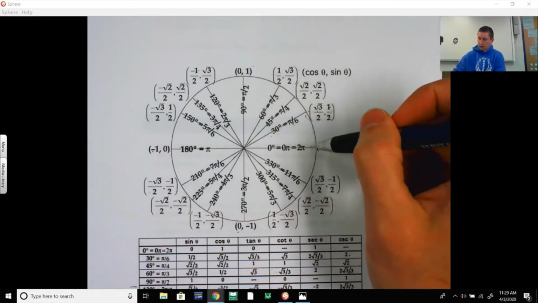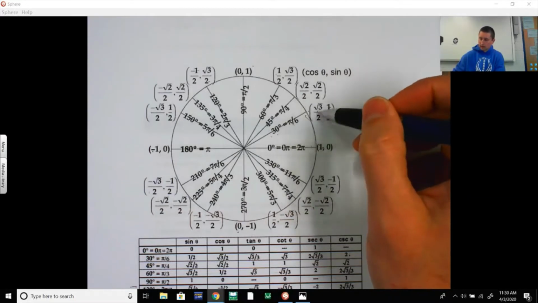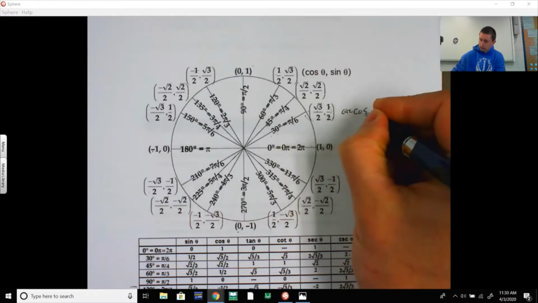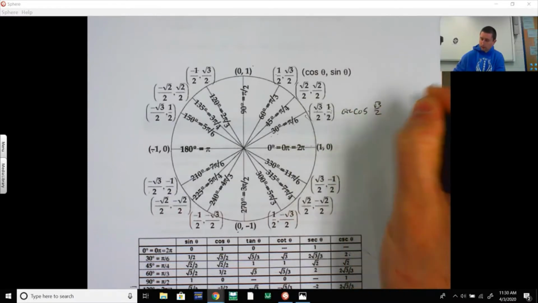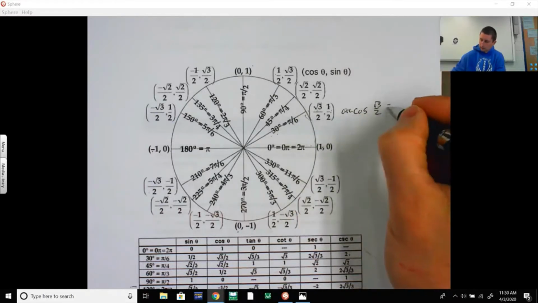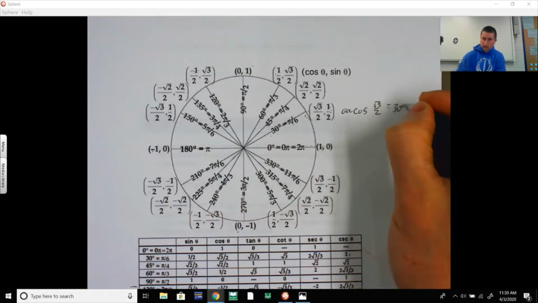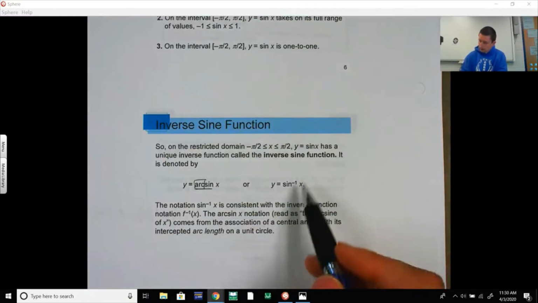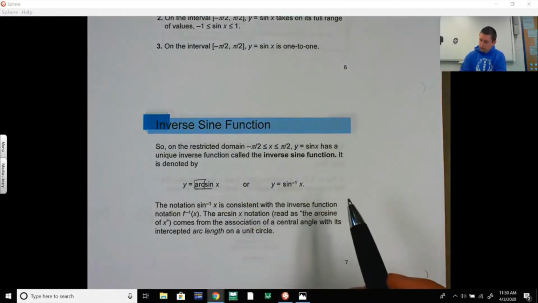If they want the arc cosine of root 3 over 2, they're saying which arc has a cosine of root 3 over 2, and you'd say that's 30 degrees or pi over 6. So arc cosine and arc sine, inverse sine or inverse cosine, those are all the same things.